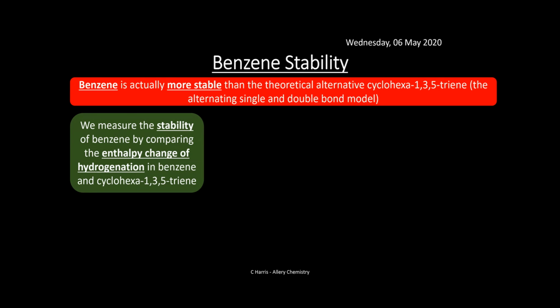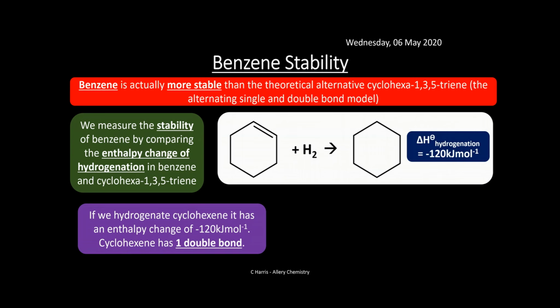So we measure the stability of benzene by comparing the enthalpy change of hydrogenation in benzene and cyclohexa-1,3,5-triene. So hydrogenation is basically just adding hydrogen to something. So if we hydrogenate cyclohexene, okay, it has an enthalpy change of minus 120 kilojoules per mole. So basically cyclohexene has one double bond. So we're looking at, right, how much energy does it take to add a hydrogen molecule to a double bond in a cyclic compound. And from practical experimentation, we see that the enthalpy change is minus 120 kilojoules per mole.